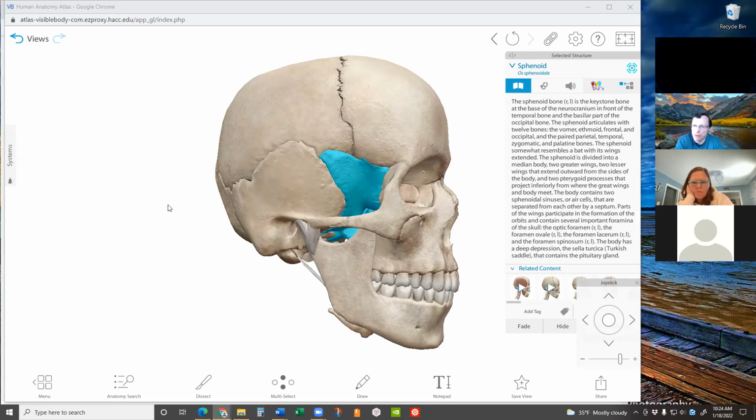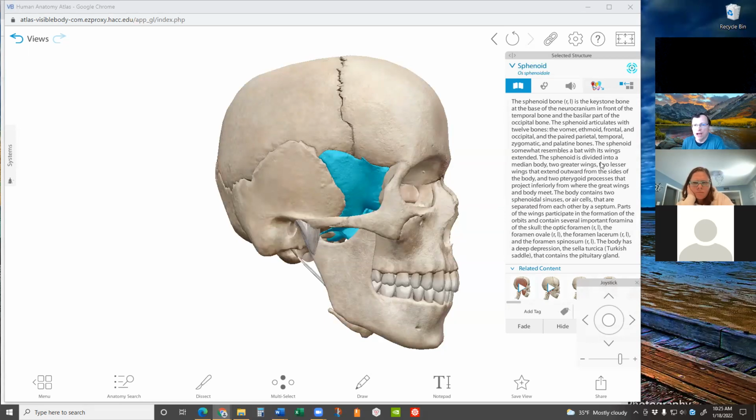The sphenoid somewhat resembles a bat with its wings extended. Pay attention to that. When you're learning bones, think about the shape and try to figure out something in real life that resembles that bone. Does this look like a bat? Does it look like a butterfly? I'll show you that in just a moment.